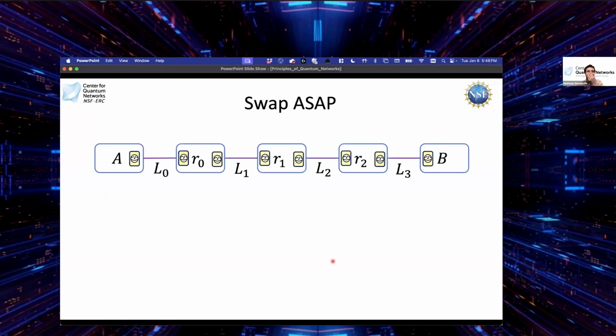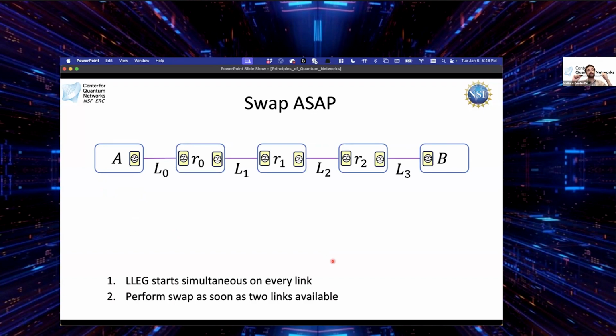So now let's look at a slightly different way of generating end-to-end entanglement, which is swap ASAP. Again, we have the same setup as before, our repeater chain interconnecting nodes A and B. Differently than before, we're going to do link-level entanglement generation attempts simultaneously on every link in our chain. And then whenever we have two entangled states reaching the same repeater, we will perform a Bell state measurement.